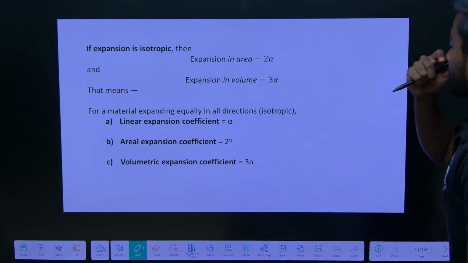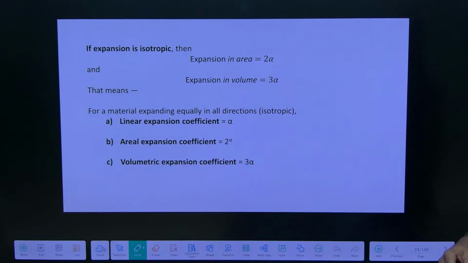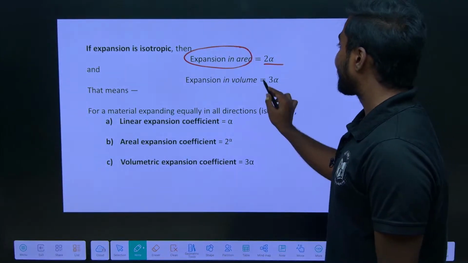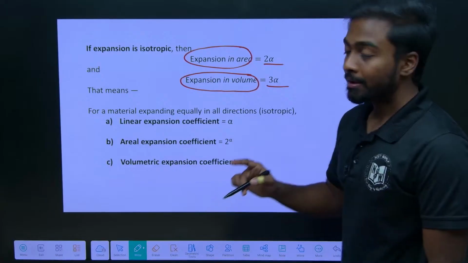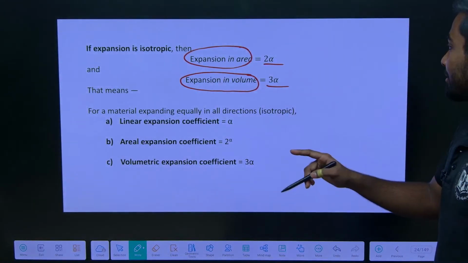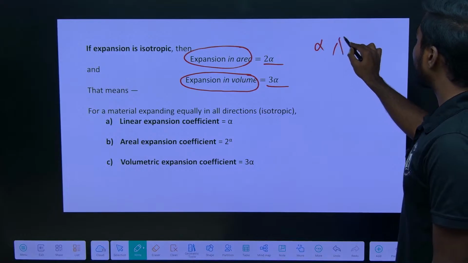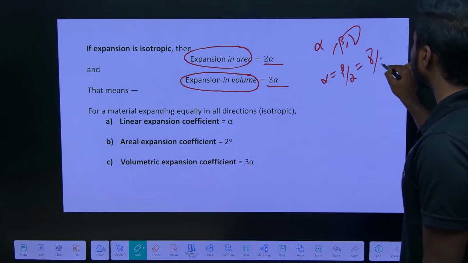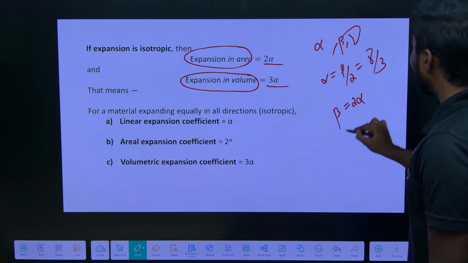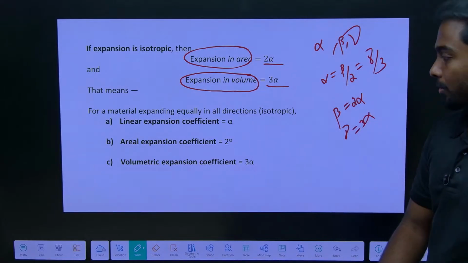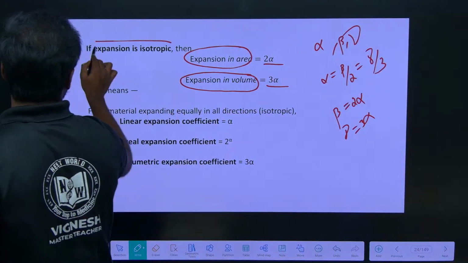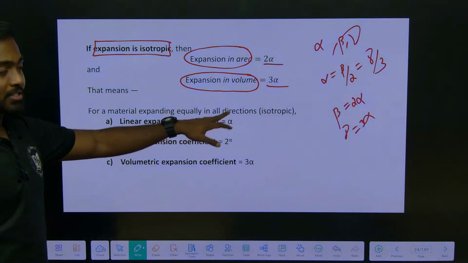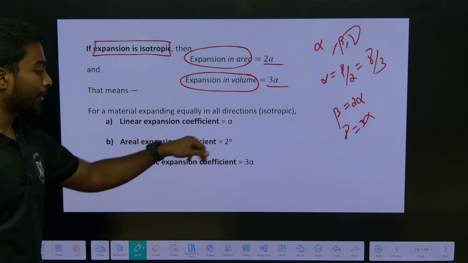If expansion is isotropic, then areal expansion will be taken as 2 alpha and volume expansion will be taken as 3 alpha. Here is the same concept we discussed in the relation between alpha, beta and gamma. So alpha is equal to beta by 2, which is equal to gamma by 3. So beta will be 2 alpha and gamma will be 3 alpha. So when they mention expansion is isotropic, the linear expansion coefficient is alpha, areal is 2 alpha, volumetric is 3 alpha.